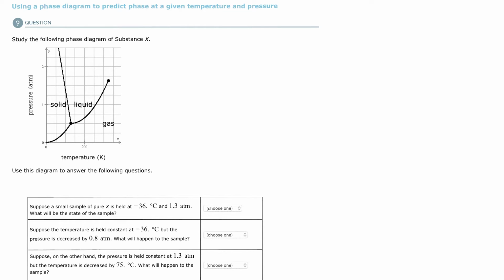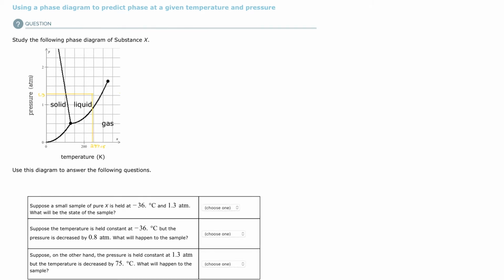Okay, so first question. Suppose a small sample of pure X is held at -36. Okay, let me find out what that is. 36 plus 273.15 is 237.15. So on this graph, I have to do 237.15. So I'm going to draw a line and then draw a box. Okay, so I've got a line there at 237.15 and a box there at 1.3, and I estimated it as well as I could.